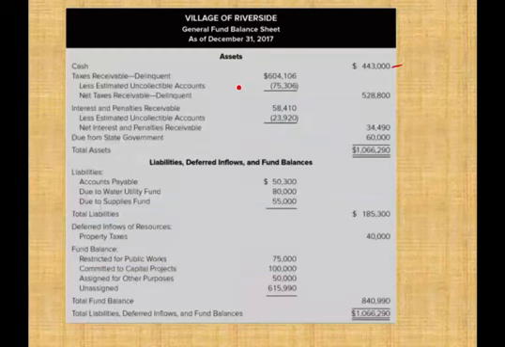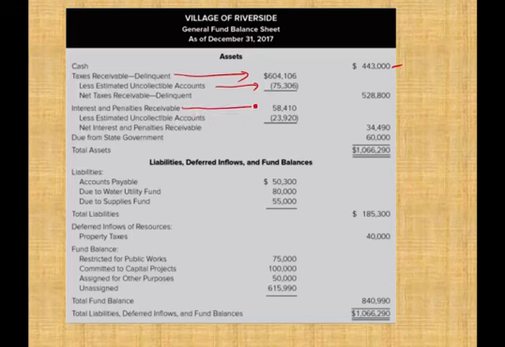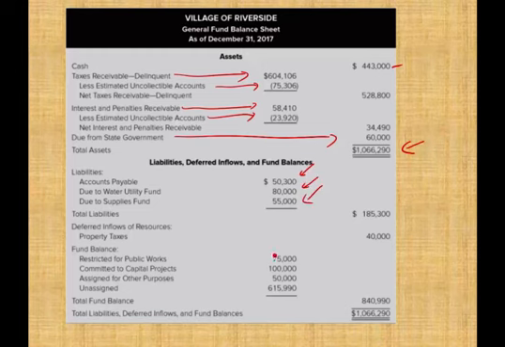Cash, receivables should be taxes receivable delinquent less the estimated uncollectible. Interest and penalties receivable, this will be less the estimated, and due from the federal government of $60,000. You remember this is for the sales tax. So this is your total assets. Your liabilities, your accounts payable should have $50,300. You owe the water utility, and you have due to supplies fund $55,000. This is your total liabilities.